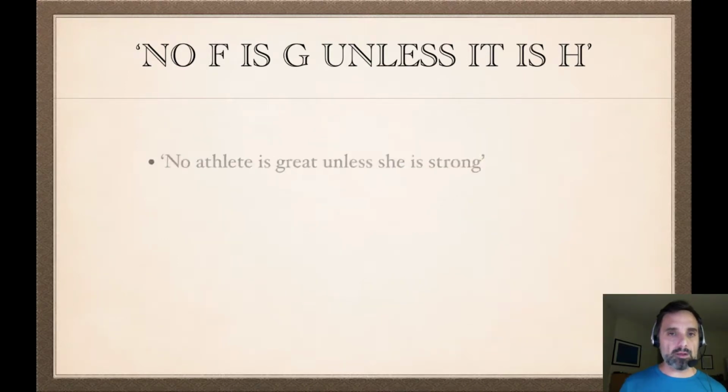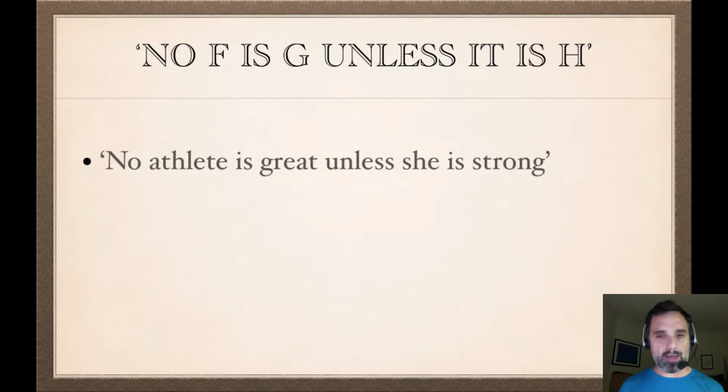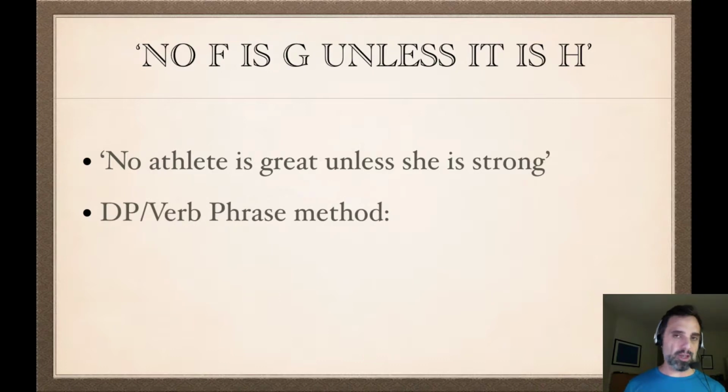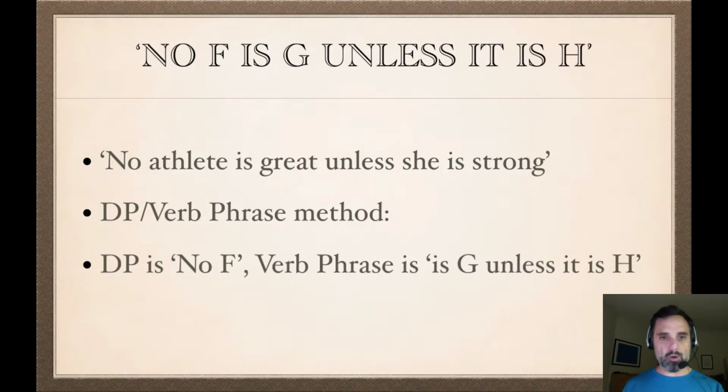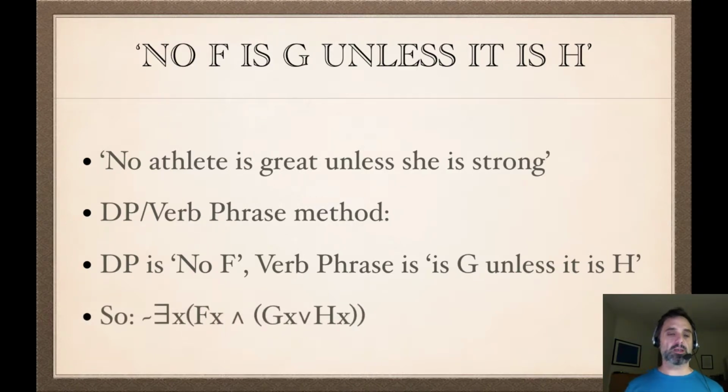Now, let's look at a no unless sentence. So no athlete is great unless she is strong. So if we were to use our standard determiner phrase, verb phrase method, we'd say, okay, the determiner phrase is no F, no athlete. The verb phrase would be is great unless she is strong, so is G unless is H. And unless is a synonym of or, and so we'd say no x, fx, and gx or hx.